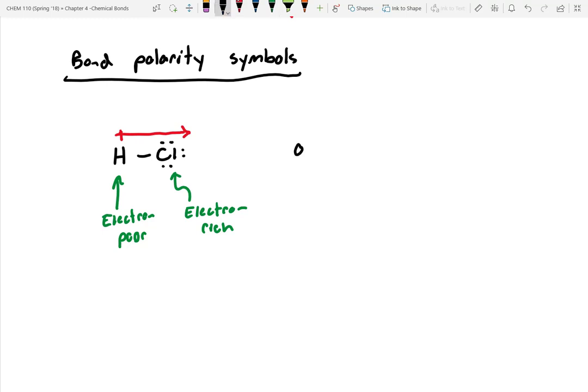Another way of drawing this, instead of using the arrows, is slightly different, but you may occasionally see it, so I want to show it to you. And that's using a delta symbol. So for example, the chlorine over here is electron rich. It's not a full negative, but it's partial negative, so you use a lowercase delta with a negative sign. So that means it's electron rich. And the hydrogen on this side is electron poor, so you do delta positive. Same symbology, though. Both mean the same things.